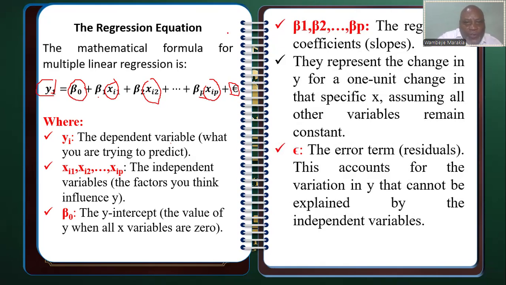Now, I talked of this last letter here. It is the error term or the residuals. And this accounts for the variation in y that cannot be explained by the independent variables. Now, as we dig in, we will see how to formulate such an equation. And because it has several independent variables, we call it a multiple linear regression.